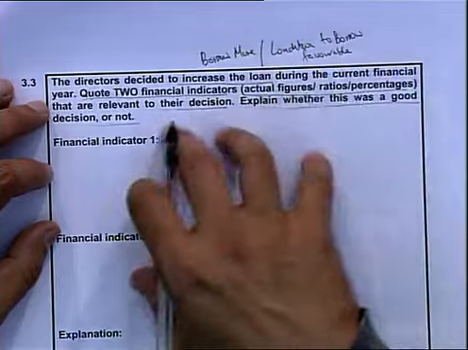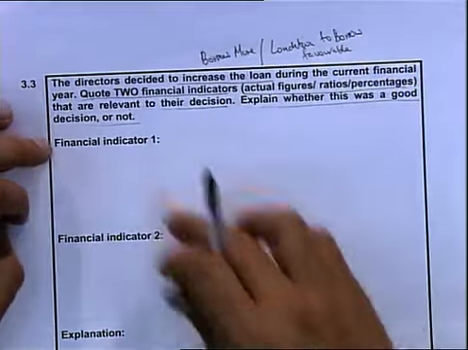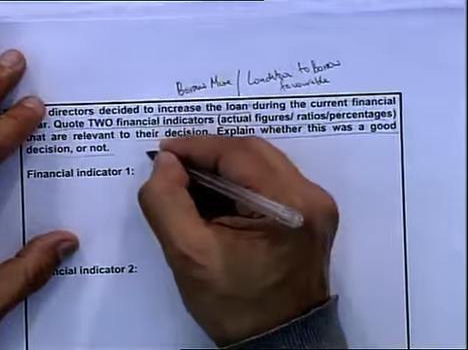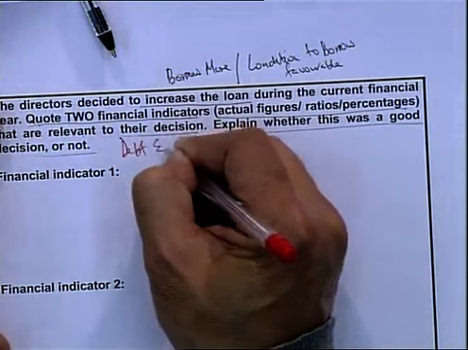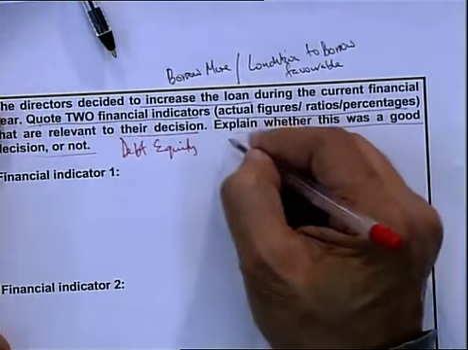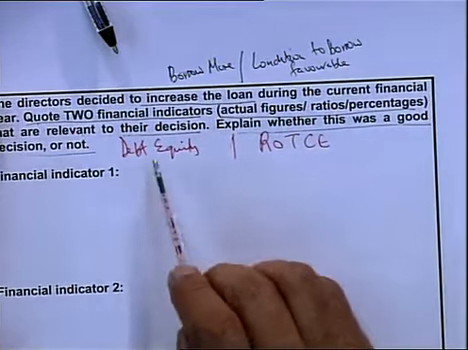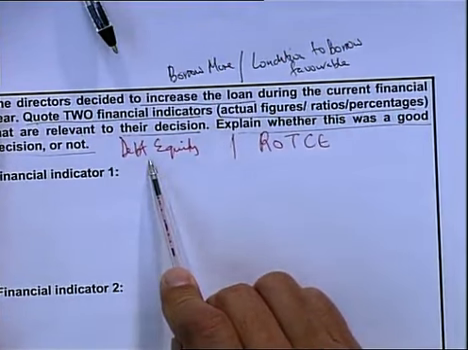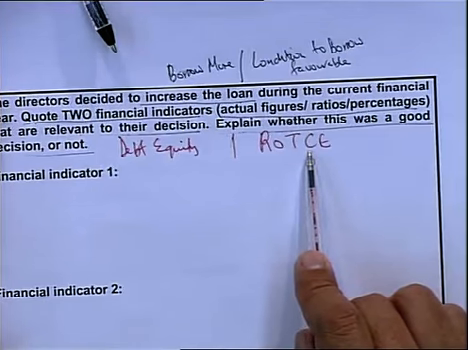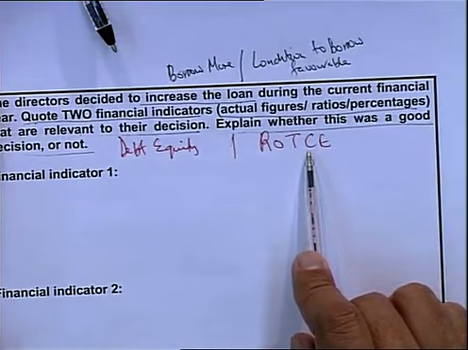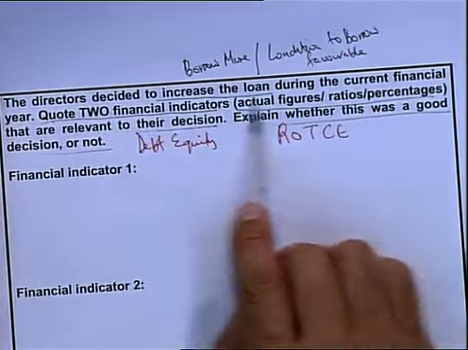So earlier we did two ratios that affected the loans. Normally the two financial indicators are going to be debt equity, and the other ratio is going to be return on total capital employed. Remember, debt equity is non-current liabilities to owner's equity, and this one we have to compare to the current interest rate of 12.5%.